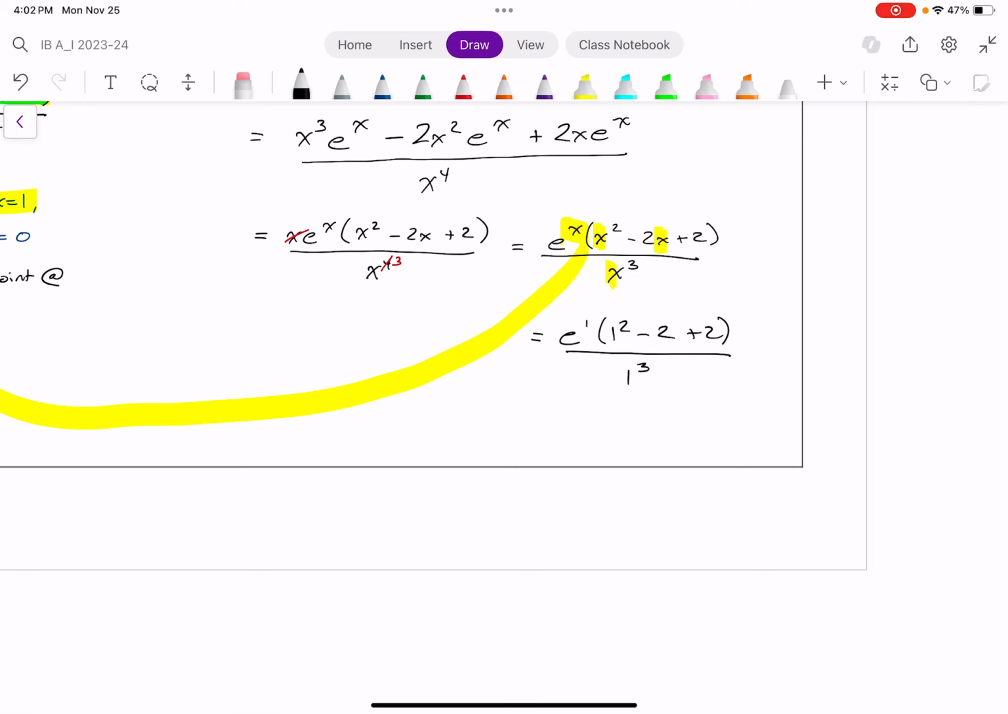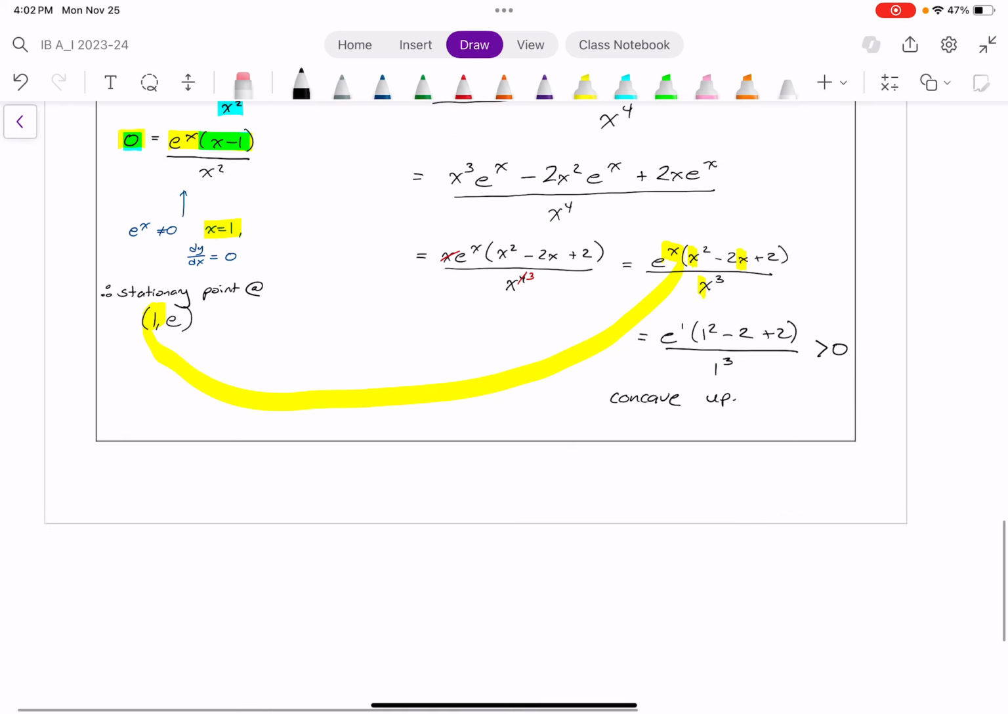And I can pretty quickly realize this is a positive number, which means it is concave up. And if a function has a stationary point and is concave up, that means it has to look something like this. It must be a minimum point. So now I know, using the second derivative test, that this point (1, e) is a minimum. And since it's the only stationary point, I know it's actually the global minimum. But I'll just say for now, it is a minimum. So therefore, (1, e) is a minimum.